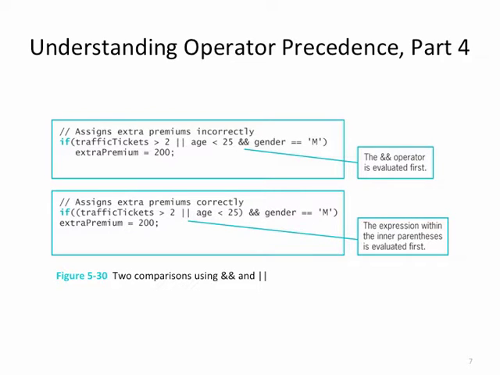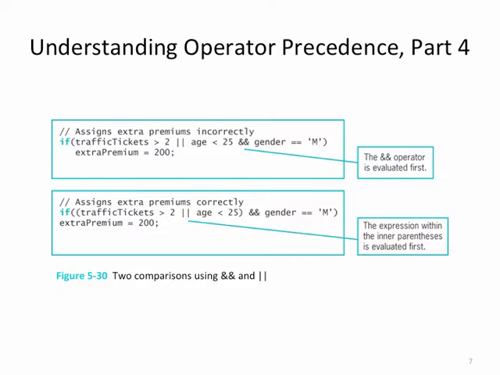Here's an example of a compound condition. If traffic tickets is greater than 2, or age is less than 25, and gender equals M, they're going to pay an extra premium. The and happens first. So age less than 25, and they're a male. Males less than 25 are going to pay an extra premium. People are going to pay an extra premium if they also have more than 2 traffic tickets.